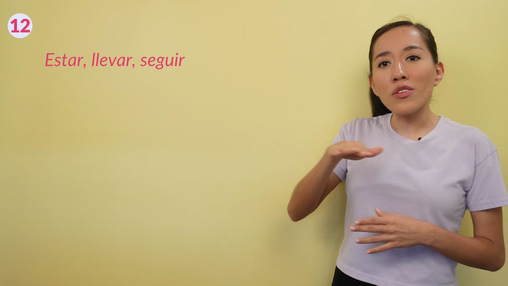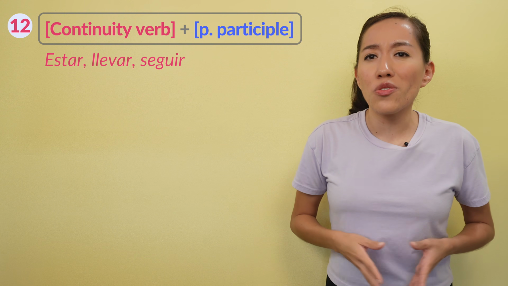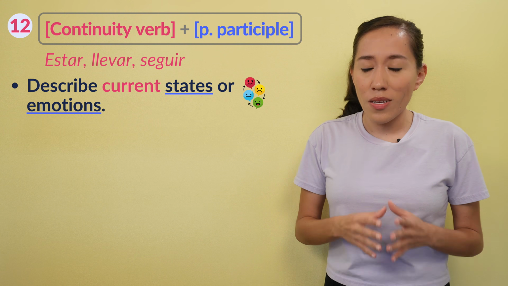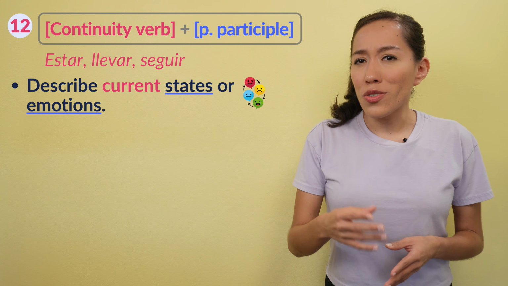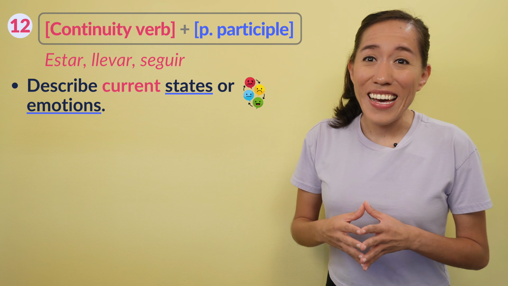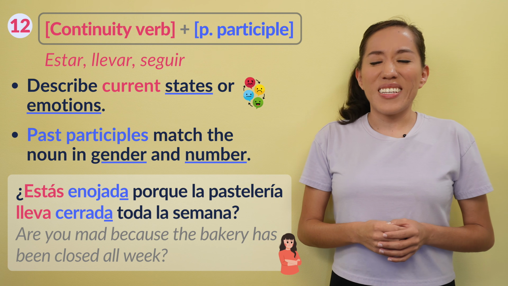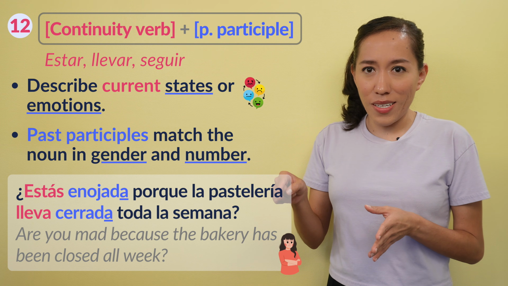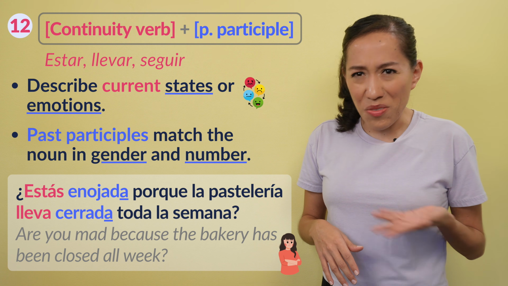En español hay algunos verbos que comunican continuidad. Combining these verbs with past participle is key for your fluency because they are going to help you describe current states or emotions. En este caso, el participio está trabajando como un adjetivo. Do you know what that means? Yes. That means that we have to make sure to mark gender and number. Let me show you. ¿Estás enojada porque la pastelería lleva cerrada toda la semana? Of course I'm still mad. Sí, sigo enojada. Do you really have to ask?